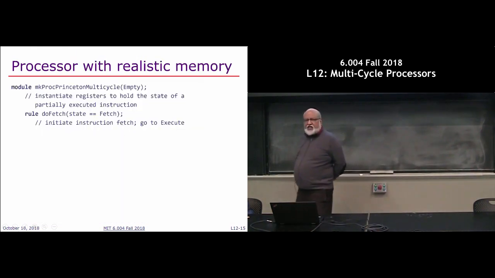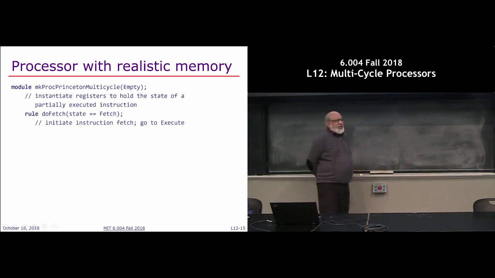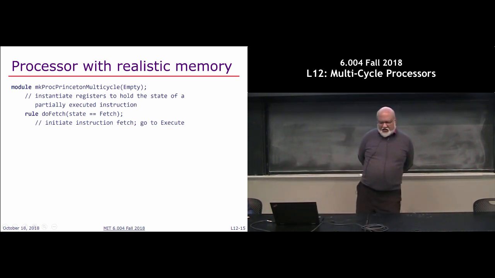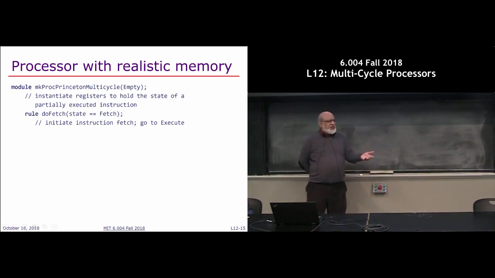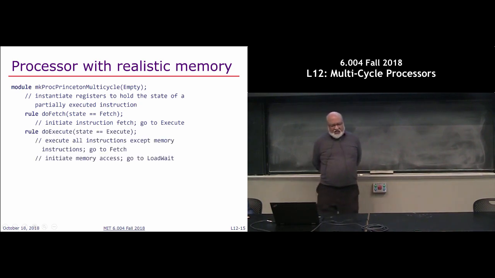So now we're going to make a processor, which is also a multi-cycle Princeton processor. We can instantiate the registers and everything else we need, right? You're very good at it by now. You have seen it so many times in previous slides. Now, the first rule is fetch. What is fetch going to do? It's going to send a request to the memory, right? That's what it says. Initiate instruction fetch. And once you have done that, you say, okay, now go to the execute cycle.